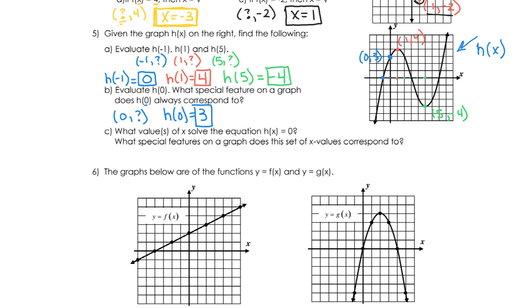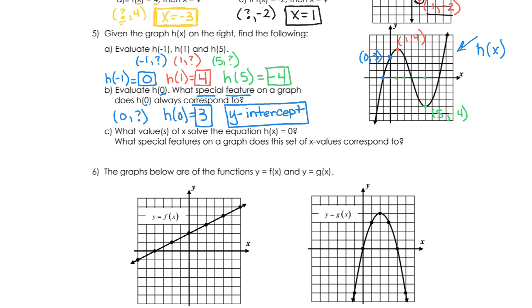Okay, so we evaluated h of 0, and they want to know what special feature. Well, if 0 means that you don't ever go left or right on the x-axis, you'll either only go up or down, you'll always end up on the y-axis. Therefore, it's the y-intercept of a graph. So anytime you have a 0 in parentheses, you're always going to be ending up on the y-axis, which is known as your y-intercept of the graph.